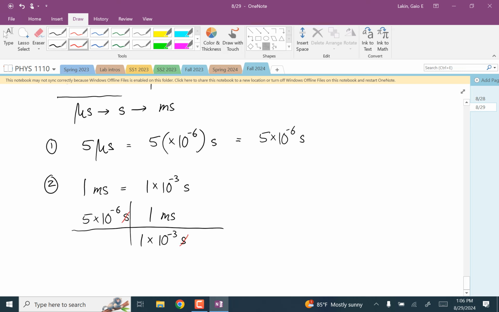The seconds cancel, and we get an answer of 5 times 10 to the minus 6 minus a negative 3. So minus 6 plus 3. So 10 to the minus third milliseconds. Anybody have any questions about that?